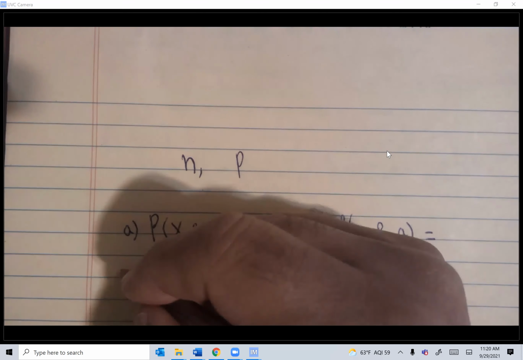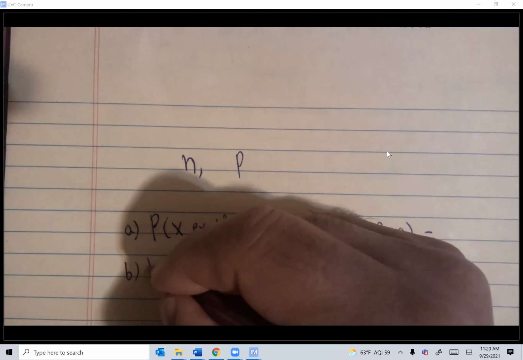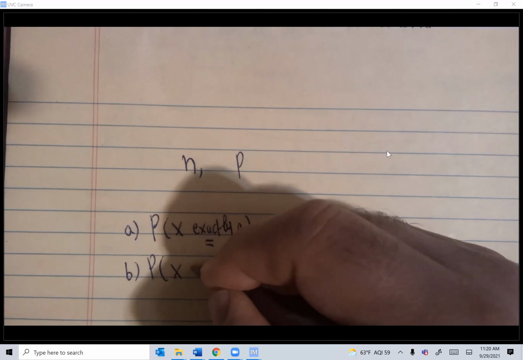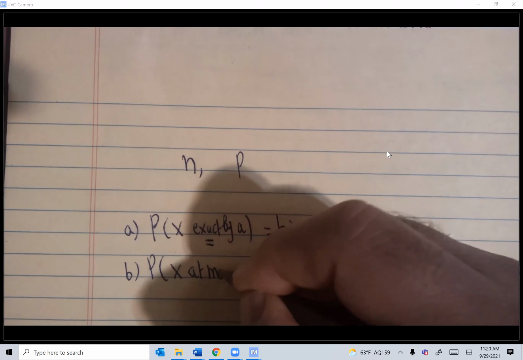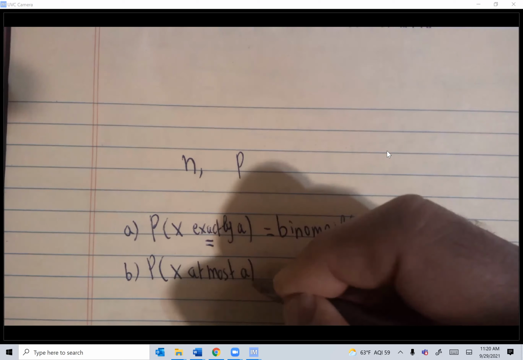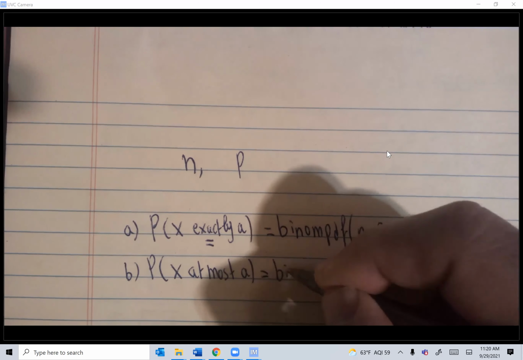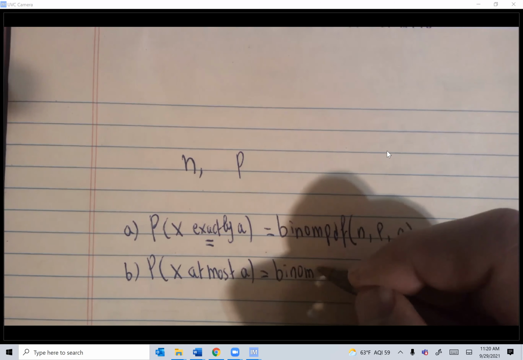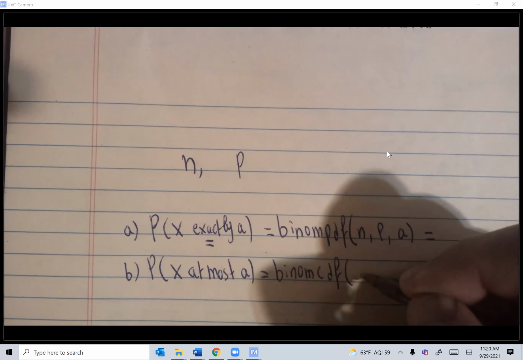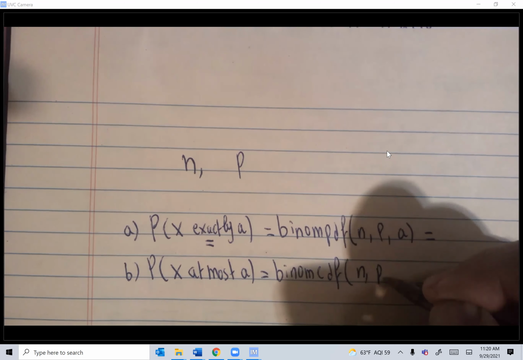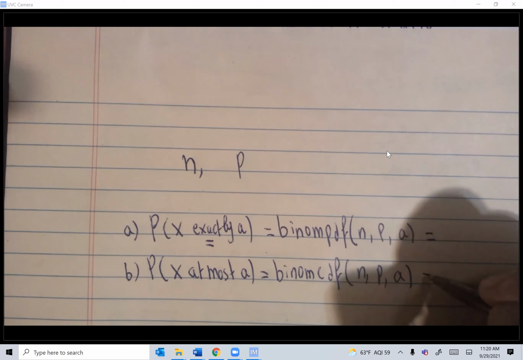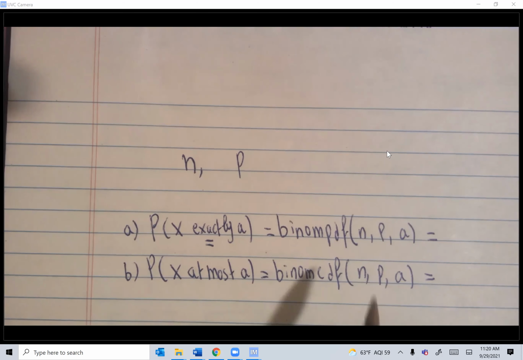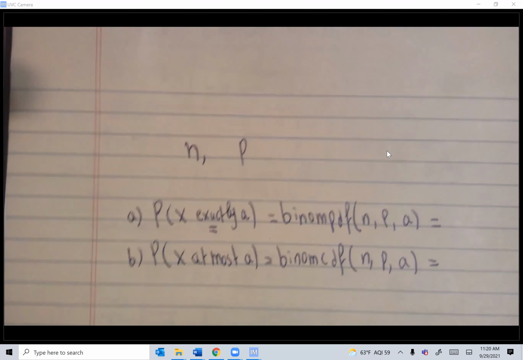B, probability of x at most a. That's CDF, guys. So you go binom CDF, you put n, you put p, you put a, and then equal. Remember, they're not the same. This is a P and this is a C here, 2 different formulas. Now, C.